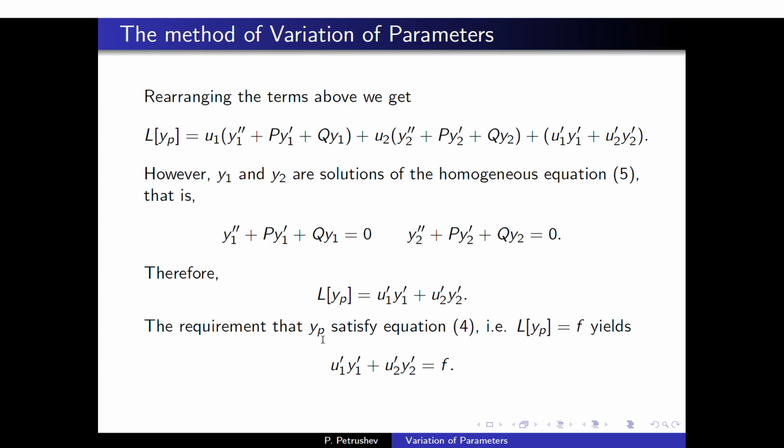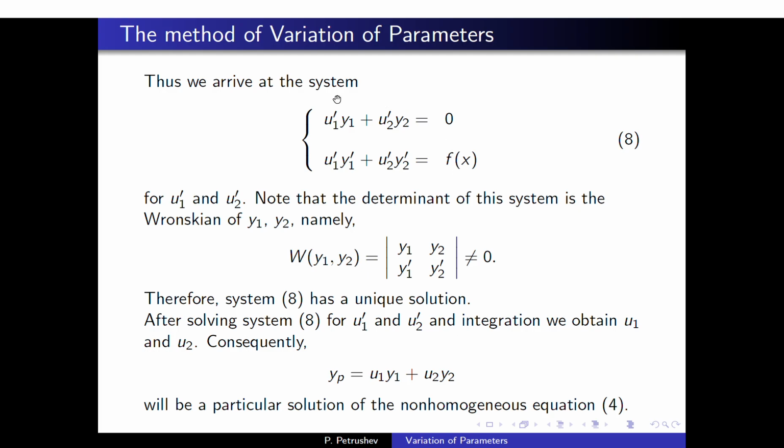Now the requirement that yp satisfy the non-homogeneous equation 4, that is this equation, implies that Lyp should be equal to f. So we have another equation that involves u1 prime and u2 prime. Putting these two equations together, we arrive at the following system for u1 prime and u2 prime. Observe that this is a linear system with determinant that is precisely the Wronskian of y1 and y2, which is always different from 0. So therefore this system has a unique solution. So we solve the system for u1 prime and u2 prime, then integrate, and we find u1 and u2, and then yp, a particular solution of the non-homogeneous equation, is given by this function.